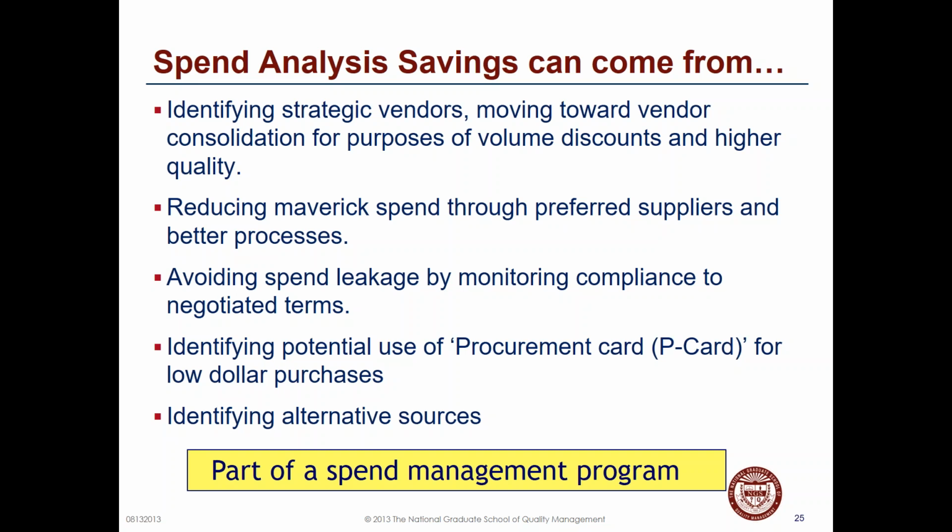And then again, I talked about the procurement and the P card. That speeds up your transaction, and it gets rid of all that purchase order paperwork and all that administrative delay time. And then look at all your alternate sources, right, for improving their lead times and quality.